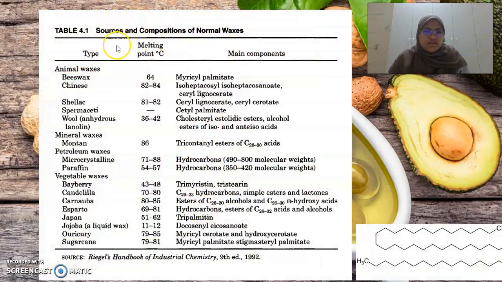This table illustrates the source and the composition of normal waxes. We can see the beeswax. The main component is myricyl palmitate, I guess, which you can see here in the example. This is the main component of the beeswax.